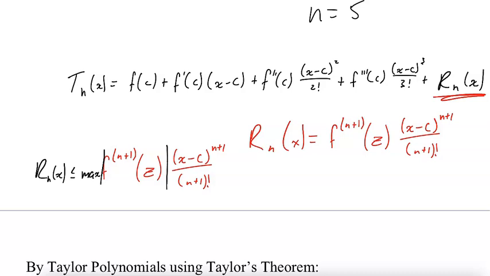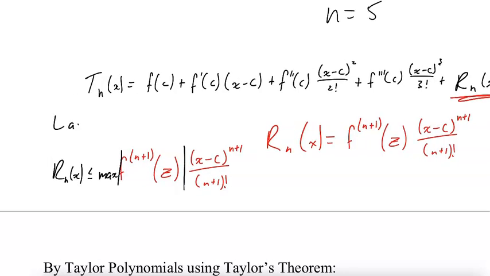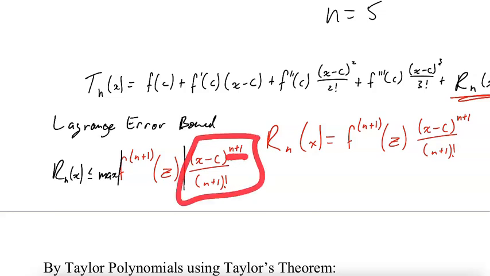Anyways, this is called the Lagrange error bound, where we are still using the first unused term, the n plus 1 factorial.